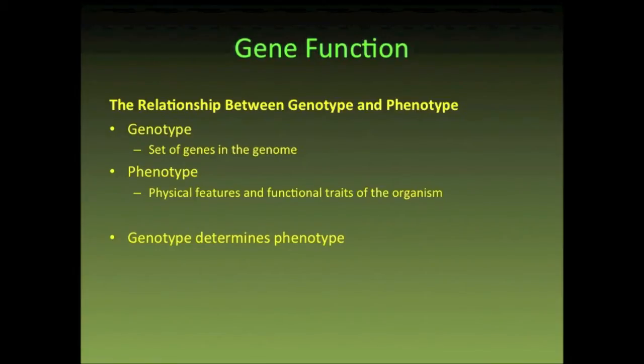Genotype refers to the genes that an organism contains within its genome. Genomes and genotypes differ. The genome of a cell includes all of the genes and the nucleotide sequences that connect those genes. The genotype is just those nucleotide sequences of the gene that carry the instructions for the products needed by the cell. Phenotype refers to the physical features and functional traits of the organism.